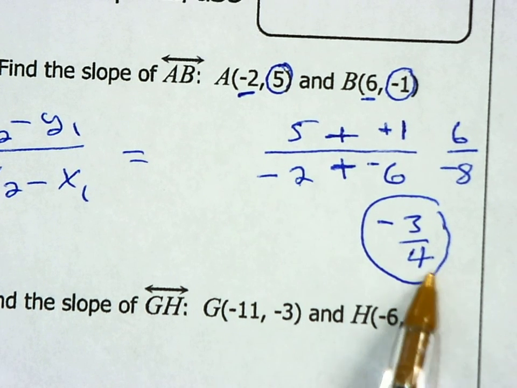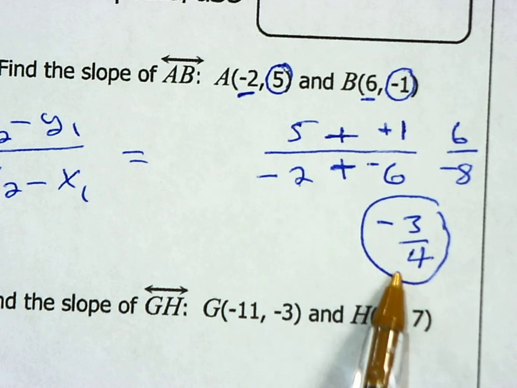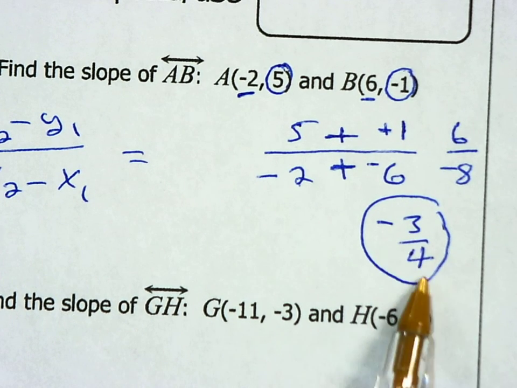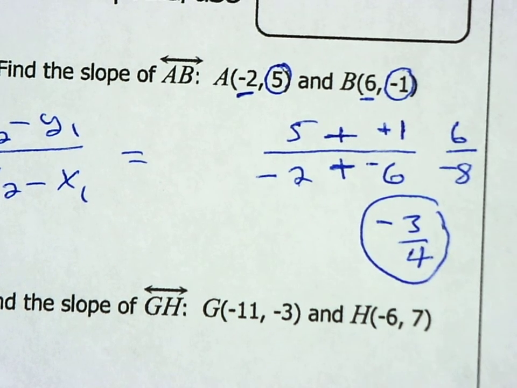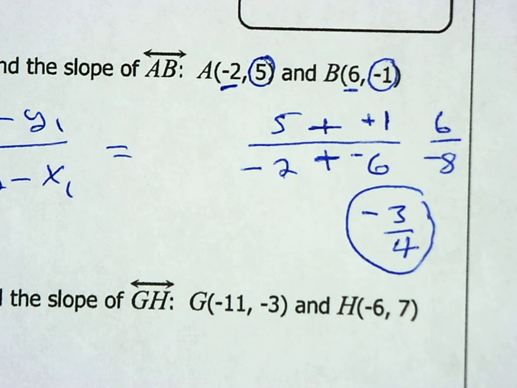This is slope, trying to make it real life. This is bad news. This means you're losing $3 every 4 hours. Okay? All right, that is your quick review of slope.